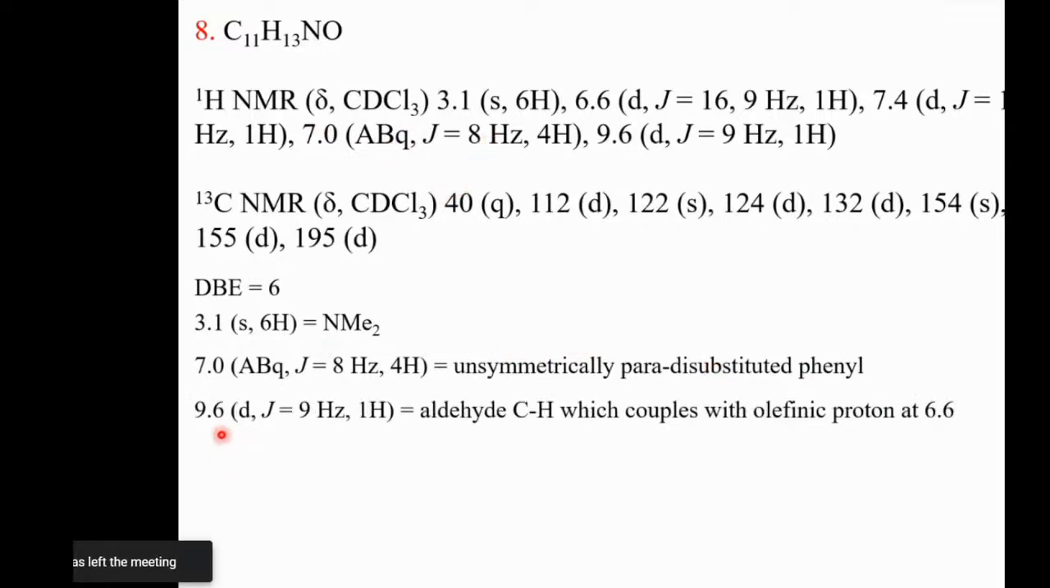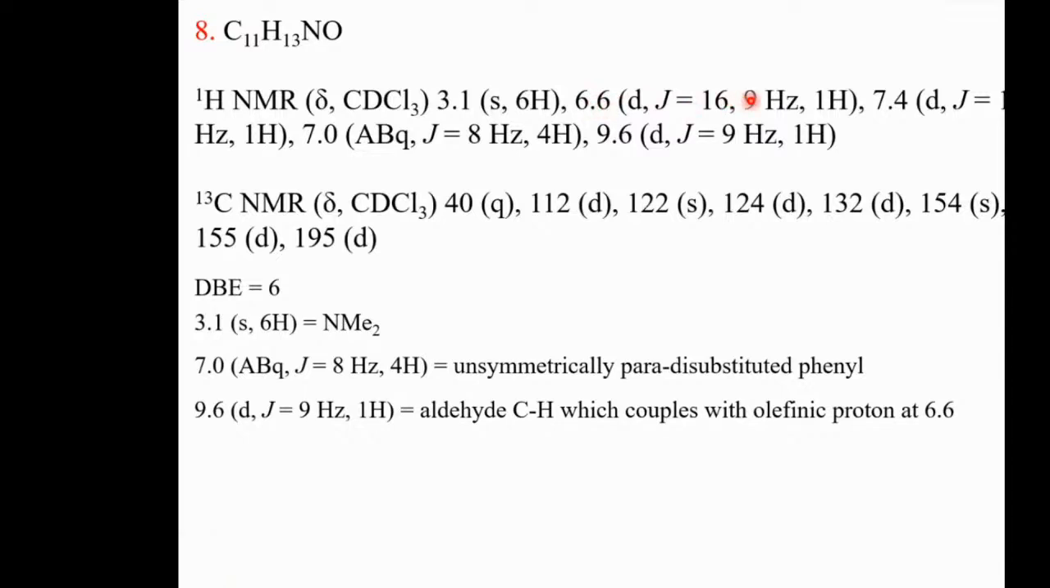Then we have a peak at 9.6 for one proton. And we have seen from the chemical shift values, it could be aldehyde. Aldehyde CH comes around 9 to 10. And it also couples. It has a J value of 9 hertz. It couples with an olefinic proton at 6.6. You see, this single proton, aldehyde proton, 9 hertz, couples with this olefinic proton that is coming at 6.6.